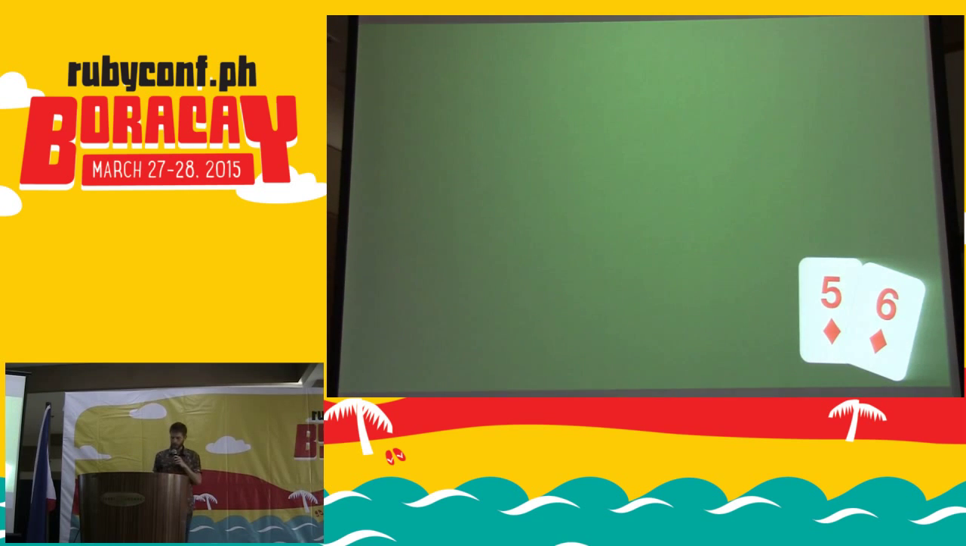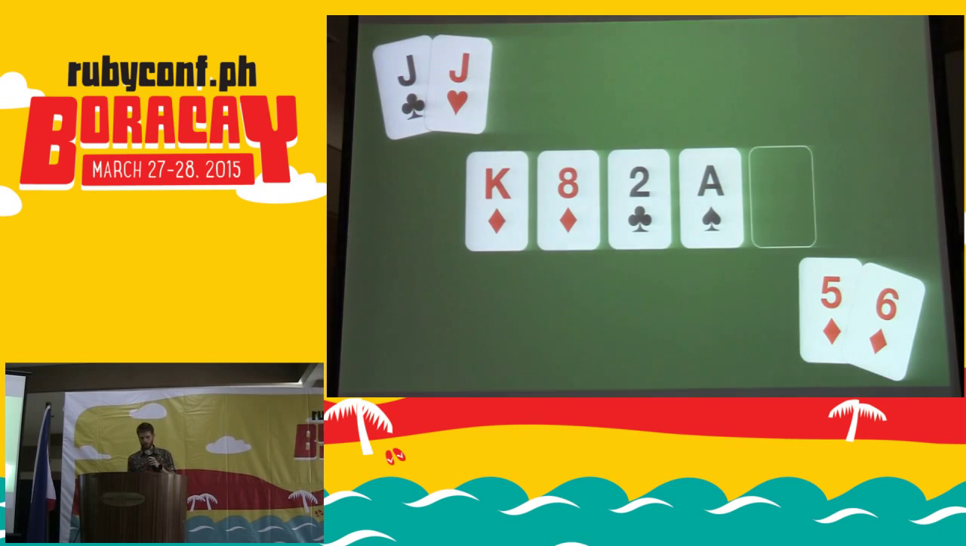So again, player 1 has 5 suited diamonds, player 2 has the 2 jacks. On the board, we have king of diamonds, 8 of diamonds, deuce of clubs, and ace of spades. The pot is $100, and player 1 just bet $20. Now, player 2 here has to make that statistically profitable decision that we were talking about earlier. So let's go through the thought process here to determine that profitable decision.